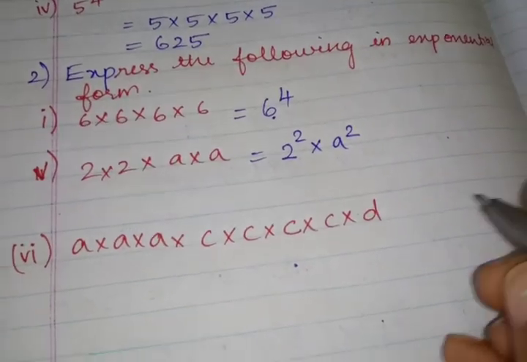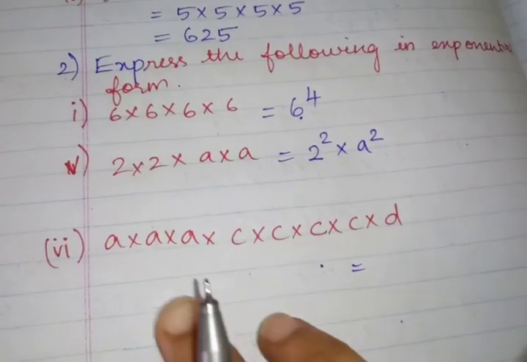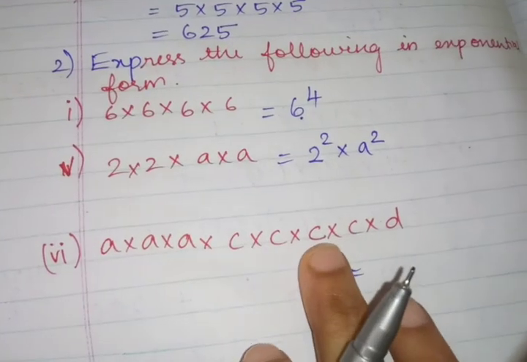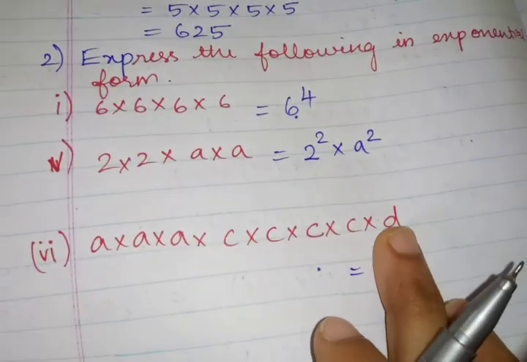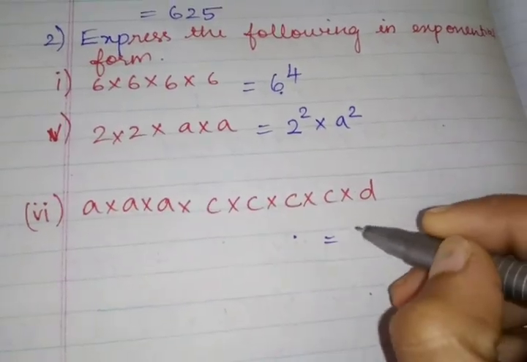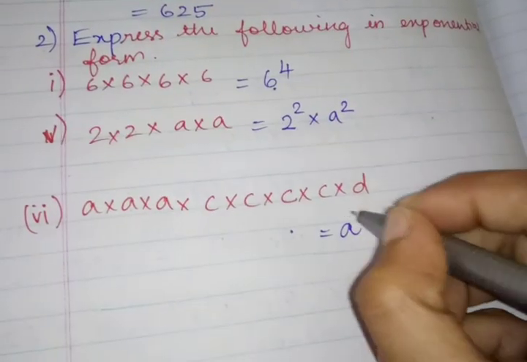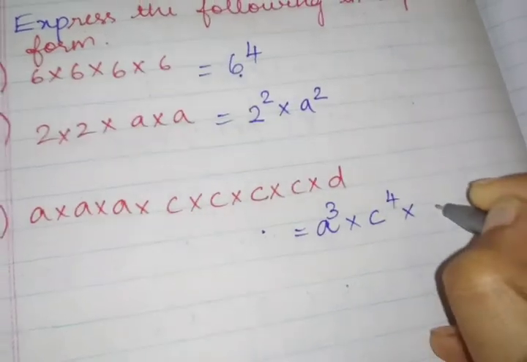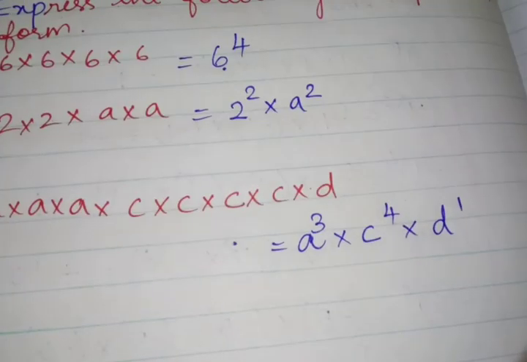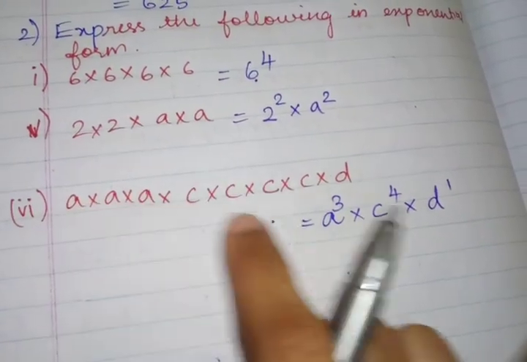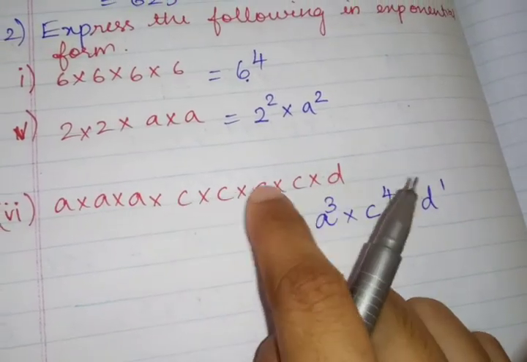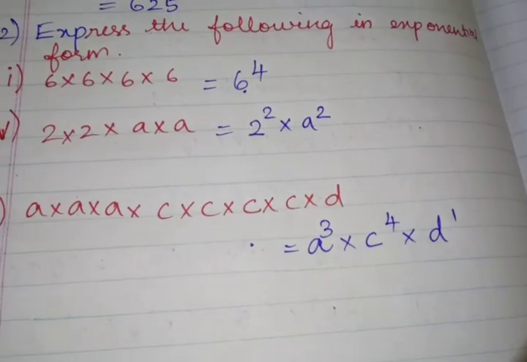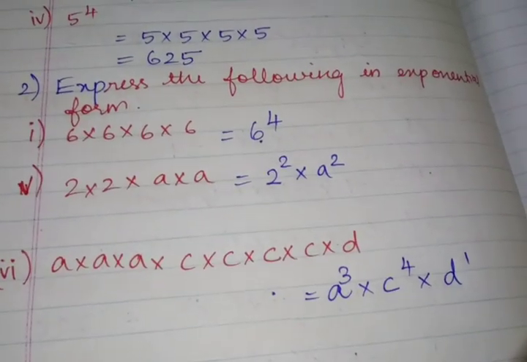Next, sixth problem. a into a into a, c into c into c into c, into d. So how will you write it? a is repeated 3 times, into c is repeated 4 times, into d is repeated 1 time, so d power 1. Understood? This is how you should write it.